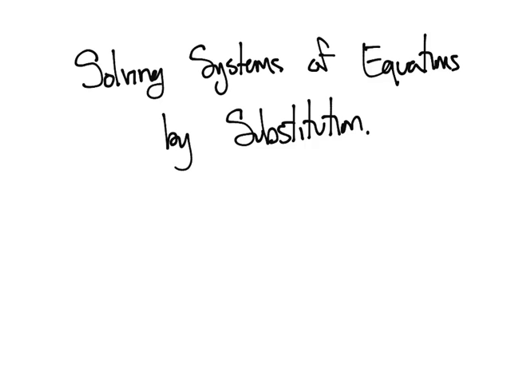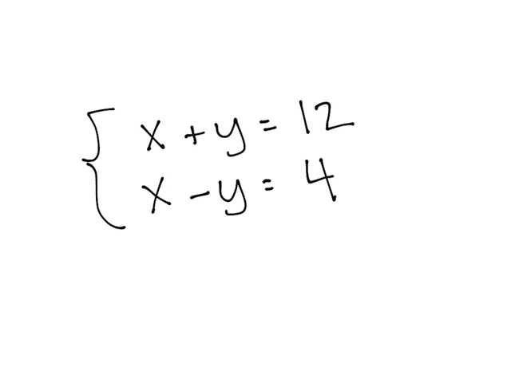Let's spend a few minutes looking at solving systems of equations using substitution. This is very closely related to using elimination, but it's a slightly easier way for some problems. First off, let's remind ourselves about what a system is. A system is any set of related equations that measure the same thing.